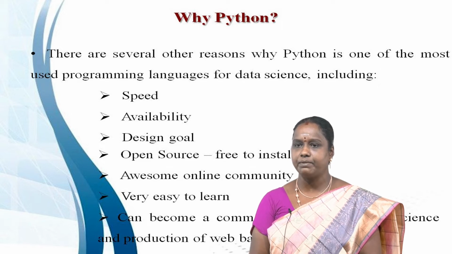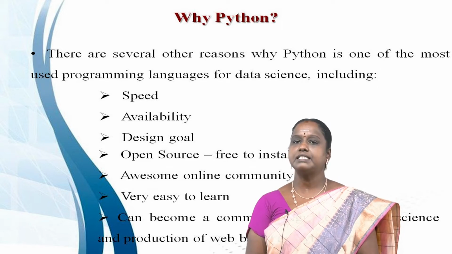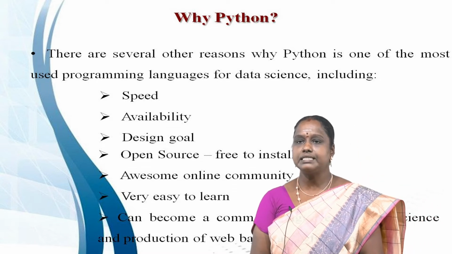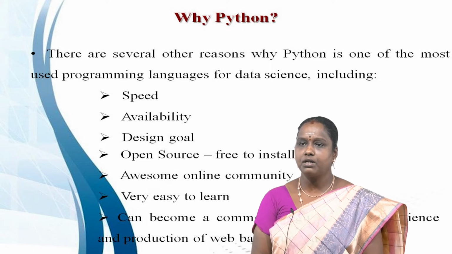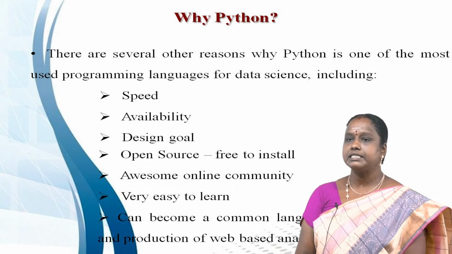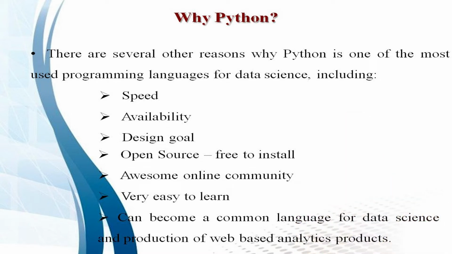And the second one is availability. There is a significant number of packages available that other users have developed which can be reused. Third one is design goal. The syntax rules in Python are intuitive and easy to understand, thereby helping in building applications with a readable code base. And the fourth one is open source, free to install. And the fifth one is having an online community. And the sixth one is that it is very easy to learn. And the last one is that it can become a common language for data science and production of web-based activities and products.